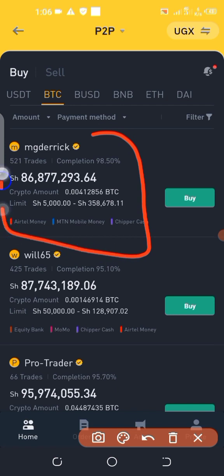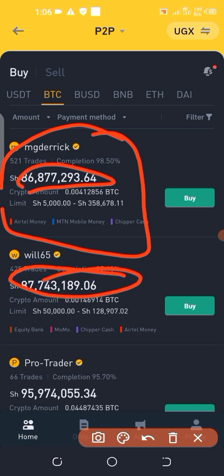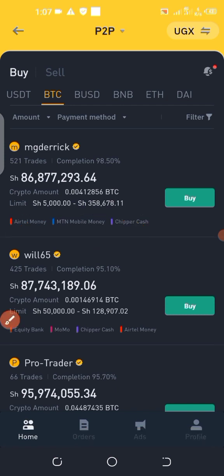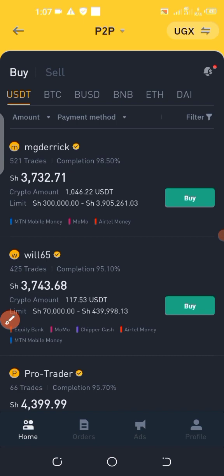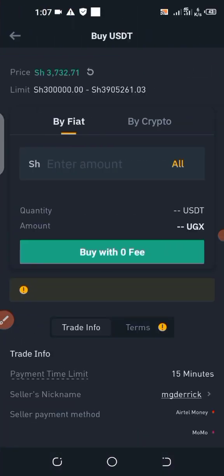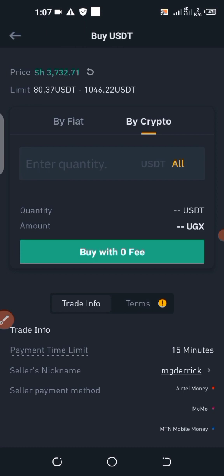You understand? For example, this person is selling at 86 million. You see the price difference? This one is selling at 87 million. This one is selling at 95 million. You see different prices. These are the payment methods. So when you're interested in buying, let's say USDT, you're new to crypto, you want to buy using P2P, you just come here and say I want to buy and tap buy. So when you want to buy, you come here, there you see these options.